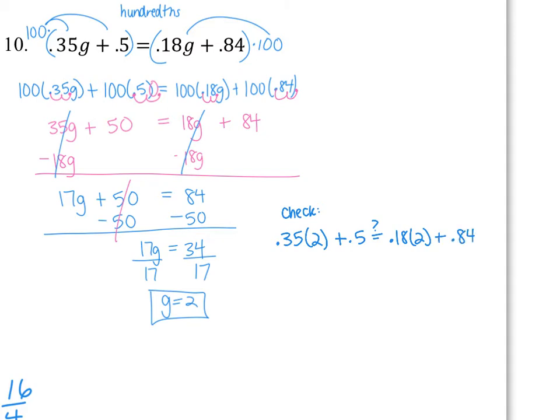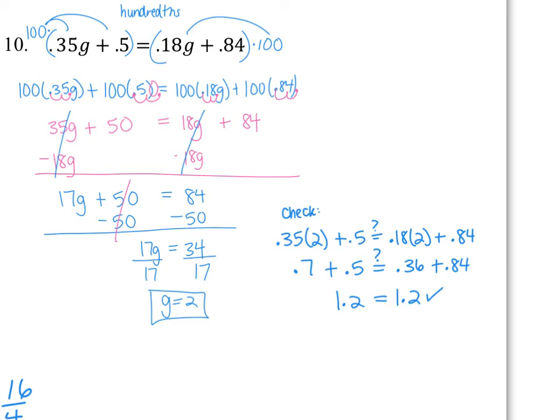Left side, 0.35 times 2. If you can't do that in your head, then you can use a calculator, but it's 0.7 plus 0.5. And then the right side, 0.18 times 2 is 0.36 plus 0.84. And then you can add those together. 0.7 plus 0.5 is 1.2. And then on the right side, if you do 0.36 plus 0.84, that is also 1.2. So our answer is correct.